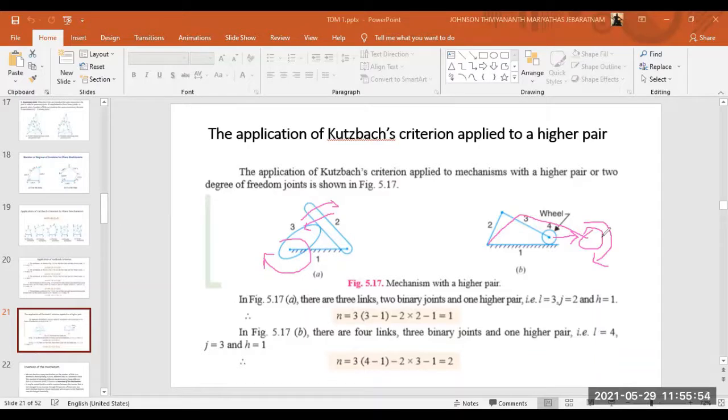So this is where we apply this h or higher pair, right? If some surface is in contact. Alright. This is also Kutzbach criteria. So in the previous slides we saw it for joints like pin joints, and here we use it for some other type of examples, right? So this is an application of Kutzbach criteria. So this one we use to find the number of degrees of freedom. Alright.